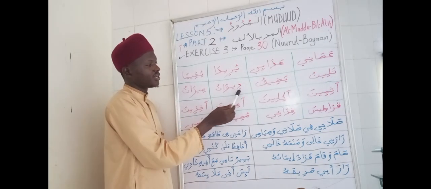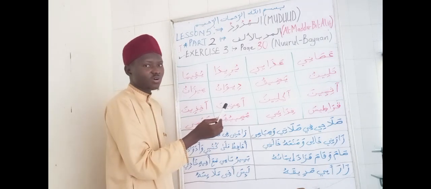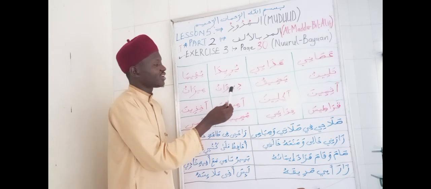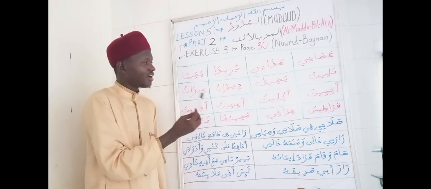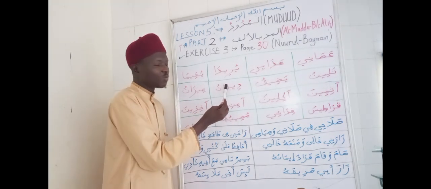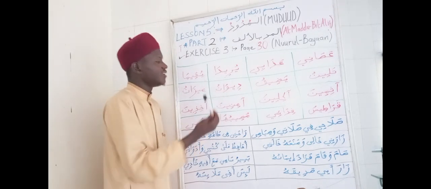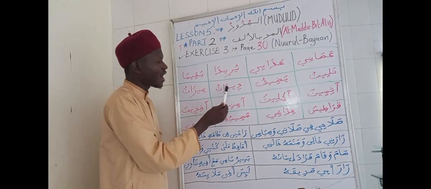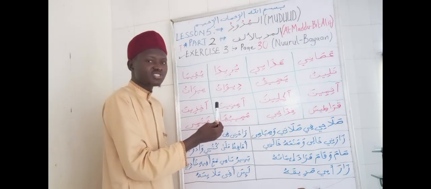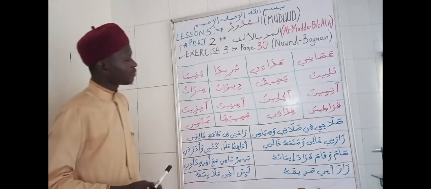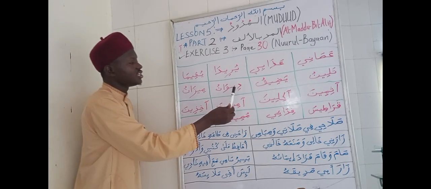This one is yaw mad. Why is this so? Because dal has what? Kasra. That's why it is stretched with ya. Waw has what? Fatha. So it's going to be stretched with what? Alif. If, for instance, wa has damma, what is it going to be stretched with? It's going to be stretched with waw. Barakallahu fiq. So diwanu.